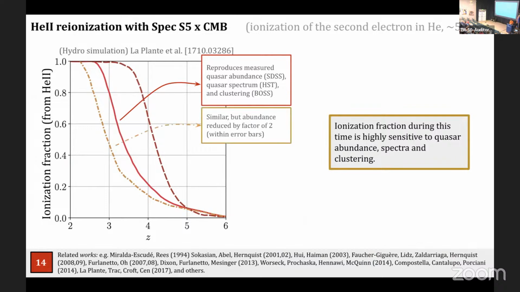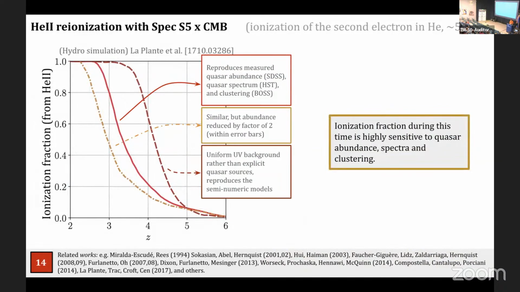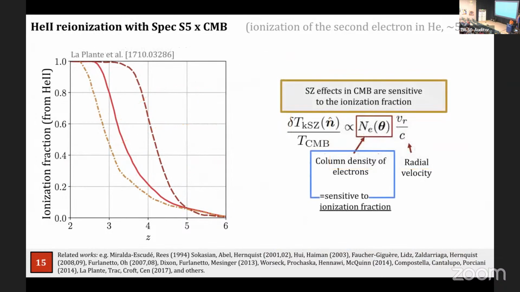So you see here with different lines, the ionization fraction reproduced by mimicking quasar abundances, spectrum, and clustering. But if you change these within the error bars of the existing experiments, we see significantly different ionization fraction or helium reionization history. And of course, CMB, in particular the SZ effects, are sensitive to this ionization fraction through sensitivity to column density of electrons.